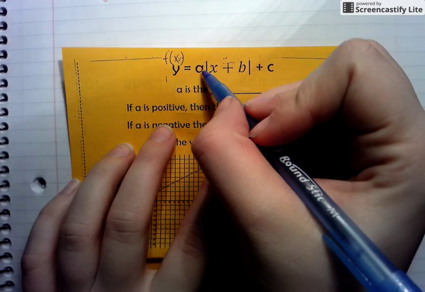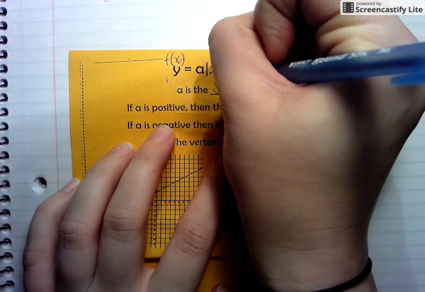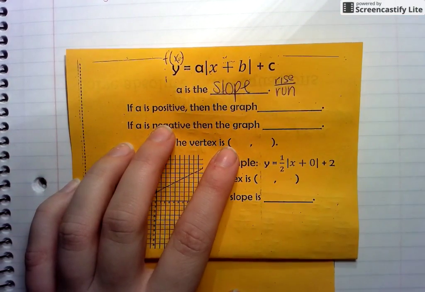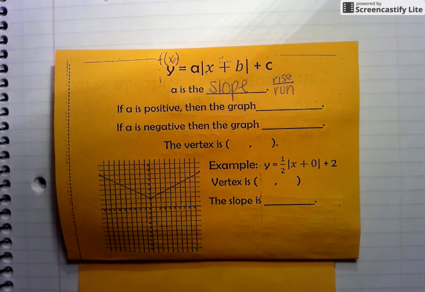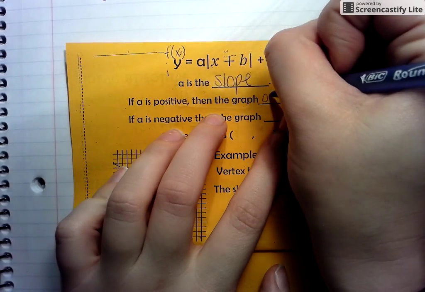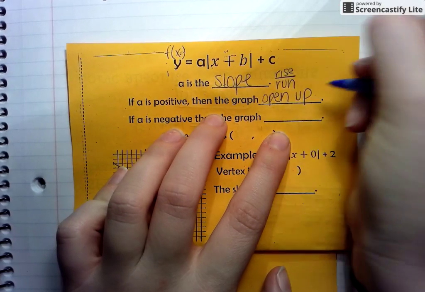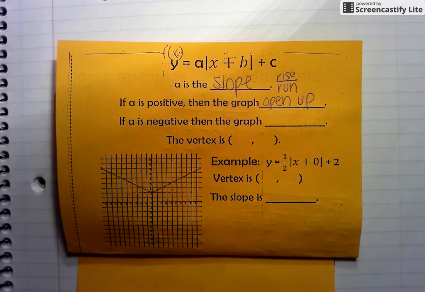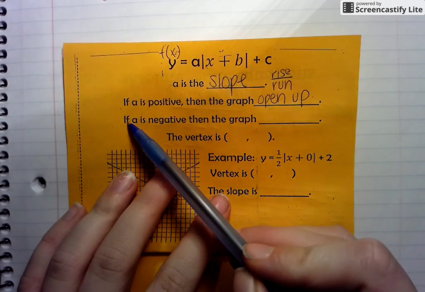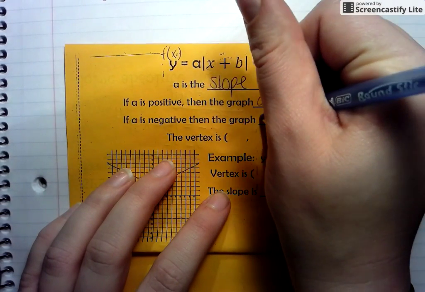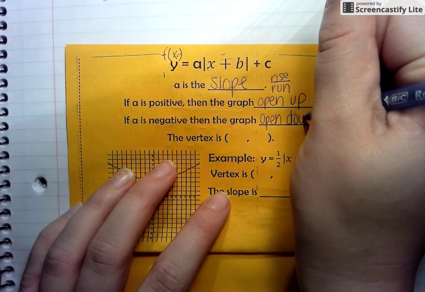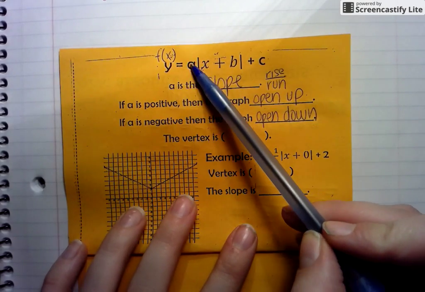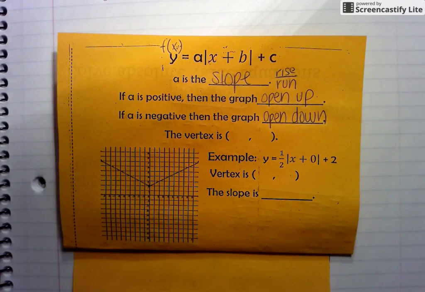Now, your a value, which is the value right here, is always going to be known for your slope, so it's going to be your rise over your run. And if your a is a positive value, then your graph is going to open up. Absolute value equations are going to be V-graphs, so they're going to have a vertex, which we're going to talk about in a second, and they're going to either face up or down. Now, if the a is negative, then the graph is going to open down. So your V is going to be facing down if it's a negative value. So that is all if a is positive or negative. It's going to be facing up or down.